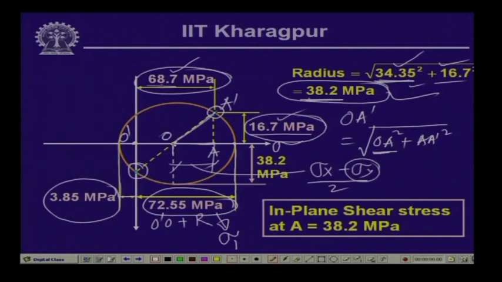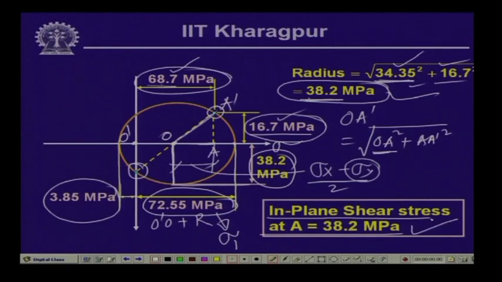And the maximum value of the shearing stress is the radius of this particular Mohr circle, and this radius is equal to 38.2 MPa. So, this is the value of the in plane shear stress. The maximum in plane shear stress that is occurring is 38.2 MPa.